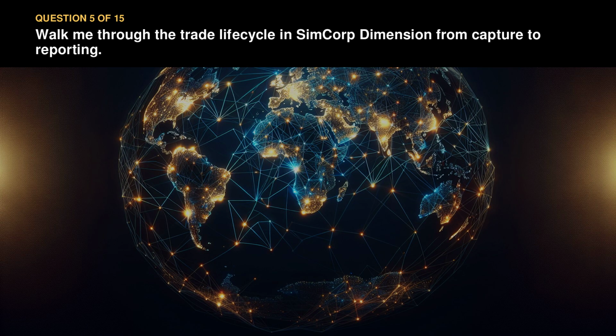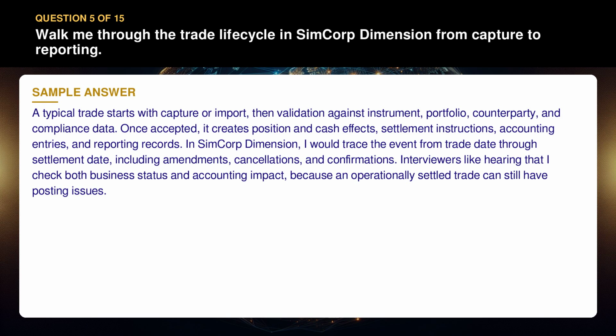Question 5. Walk me through the trade lifecycle in SimCorp Dimension from capture to reporting. A typical trade starts with capture or import, then validation against instrument, portfolio, counterparty, and compliance data. Once accepted, it creates position and cash effects, settlement instructions, accounting entries, and reporting records. In SimCorp Dimension, I would trace the event from trade date through settlement date, including amendments, cancellations, and confirmations.